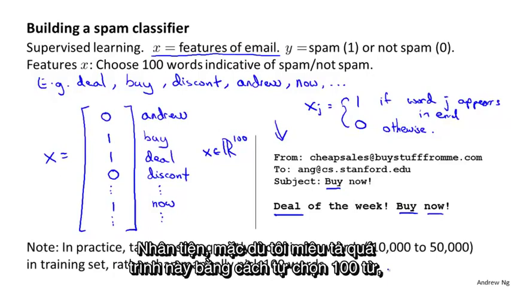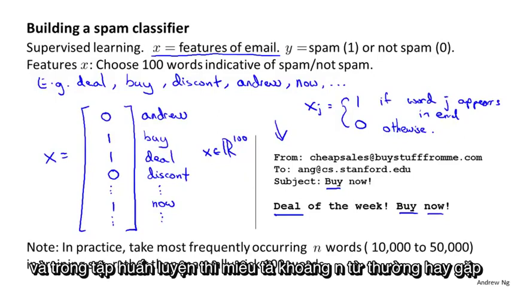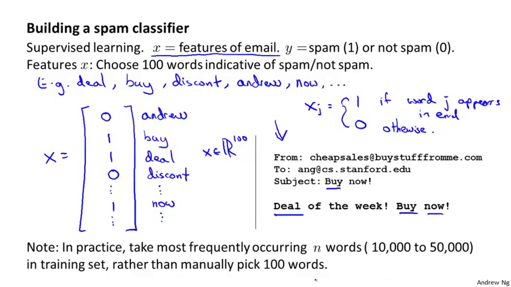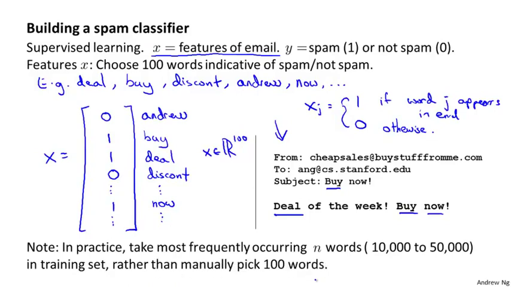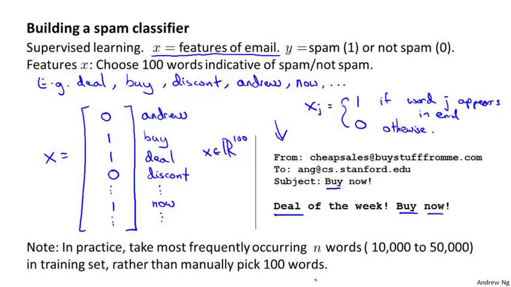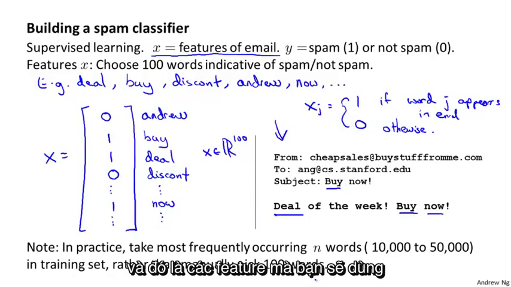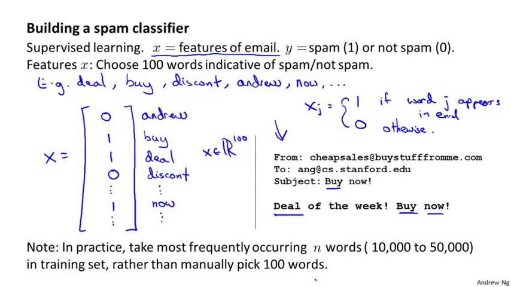By the way, even though I describe this process as manually picking 100 words, in practice what's most commonly done is to look through a training set and pick the most frequently occurring n words, where n is usually between 10,000 and 50,000, and use those as your features. So rather than manually picking 100 words, you look through the training examples and pick the most frequently occurring words, like 10,000 to 50,000 words, and those form the features that you're going to use to represent your email for spam classification.